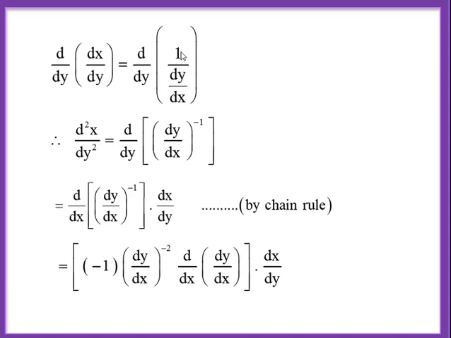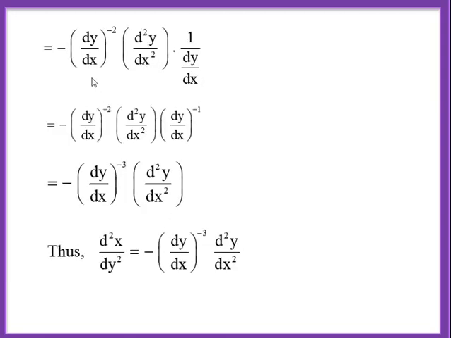Now we cannot differentiate this as it is. I write this as (dy/dx) raised to minus 1. What is derivative of u raised to minus 1? It is minus 1 u raised to minus 2 into du/dx by chain rule. That is derivative of dy/dx. What is derivative of dy/dx? In the next step, I will write d2y by dx square into dx/dy as it is. So this is minus (dy/dx) raised to minus 2 d2y by dx square into what? 1 upon dy/dx, because dx/dy is 1 upon dy/dx.